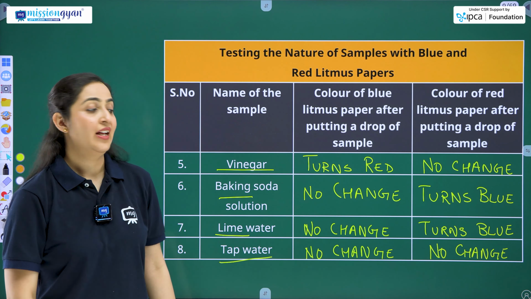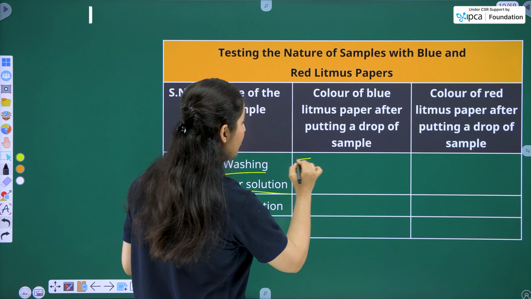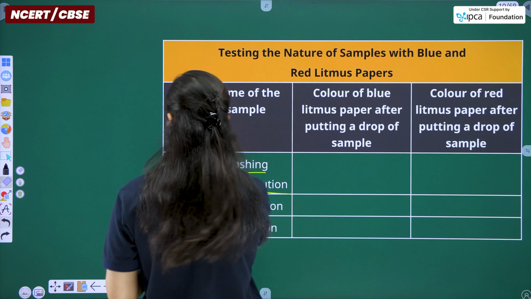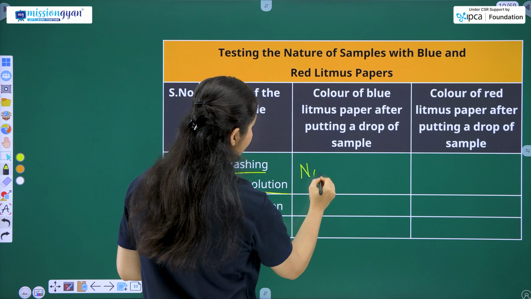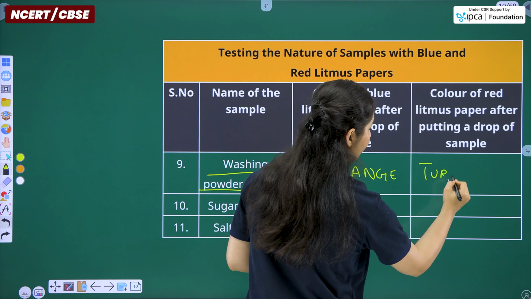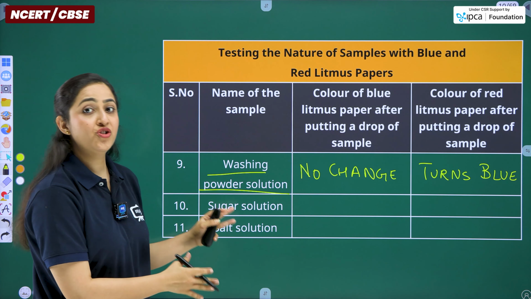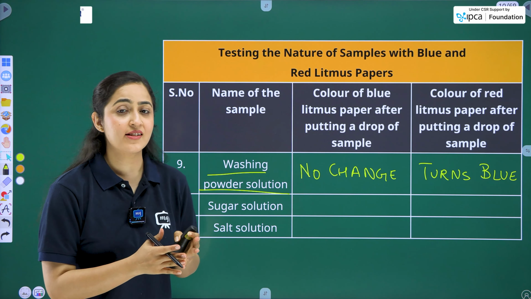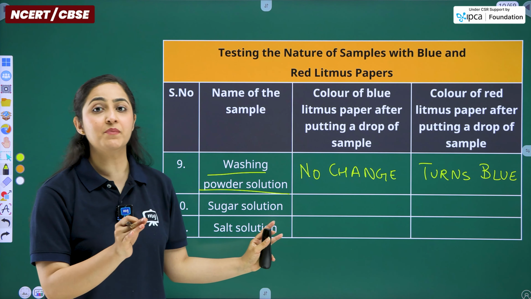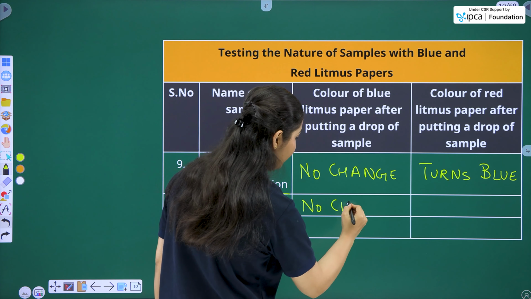Right, students? Clear? Let's see the last three solutions. Now, washing powder solution: no change was seen here on blue litmus, but it changed red litmus to blue. Sugar solution and salt solution gave similar results as in the case of tap water. So like tap water, these neither change the color of blue litmus paper nor red litmus paper. So no change seen here too.